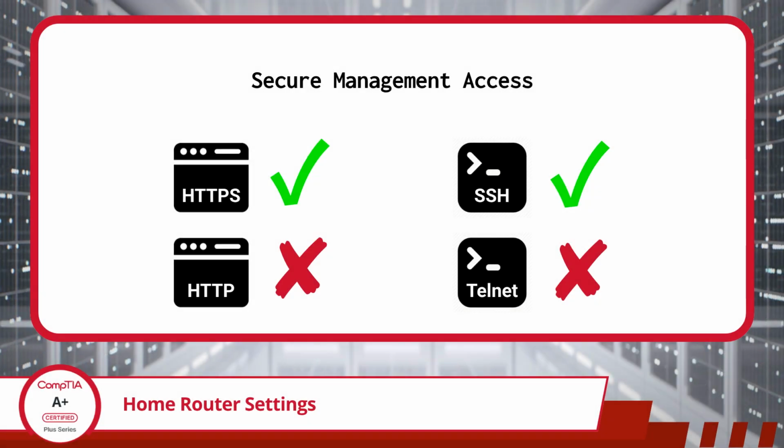Another important security setting emphasized in the current version of the A+ Core 2 exam objectives is configuring secure management access. This focuses on protecting the methods used to access and manage the router itself. Administrators should use secure management protocols whenever possible, such as HTTPS instead of HTTP, or SSH instead of Telnet, since these protocols encrypt management traffic and help protect credentials from being intercepted. It is also a good idea to disable remote management entirely if it is not needed. After all, if attackers cannot remotely reach the router's management interface, that is one less opportunity for them to target your network.